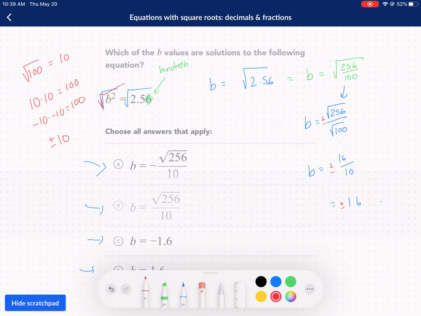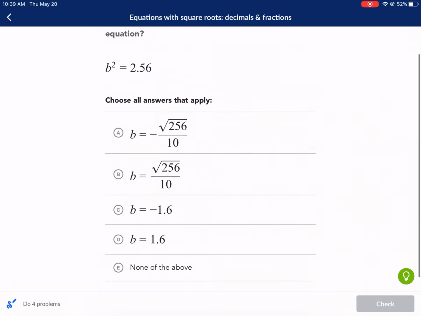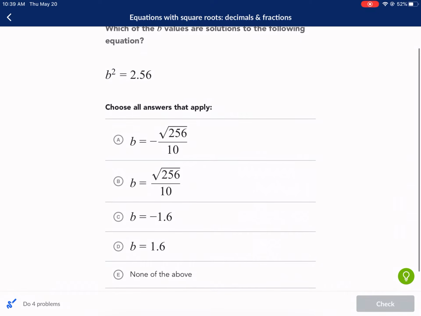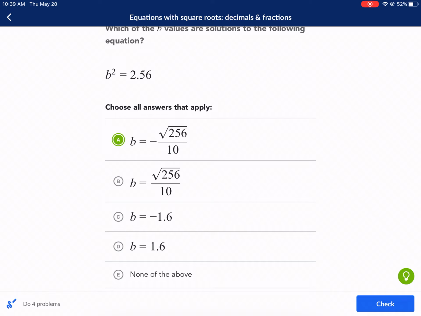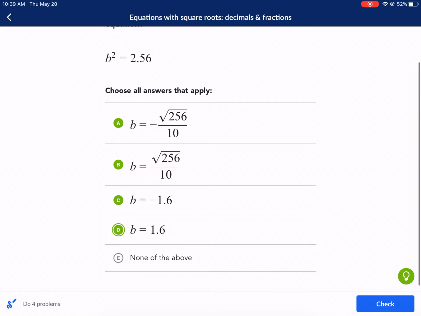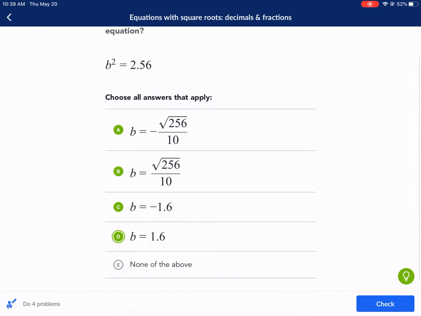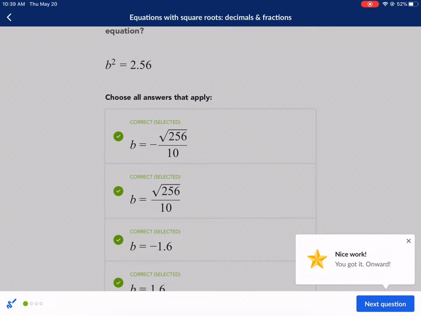So if we're looking at these answers, we see that they're written kind of funny. The first one is negative square root of 256 over square root of 10. Well, that's just like leaving the square root here, 256, and then just doing the square root of the bottom. So technically that's equivalent. That one's equivalent, plus or minus. And then we got 1.6 as the answer, plus or minus. Okay, we need all those answers except E. And we're good. All right, move on.